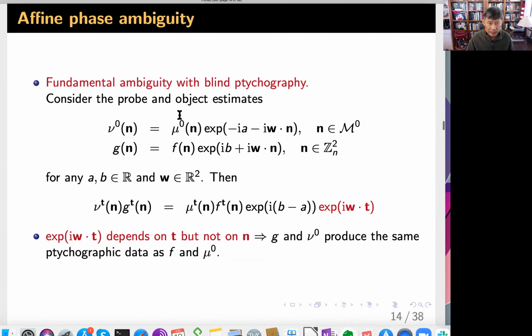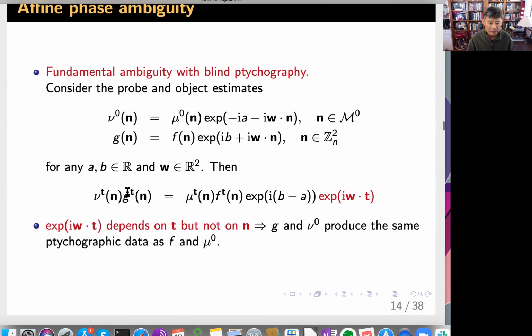And you can modify your mask mu by this linear factor, or affine phase factor. You can modify your object by a different affine phase factor. The linear part is the same, except with a sign change. The constant part can be arbitrary. And then you look at the product of that after shift. You shift mu, and you look at the part that is covered by the shift of mu, call it g_t, so you take the Hadamard product of the shifted mu and g_t.